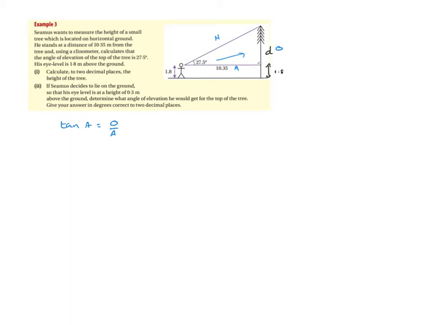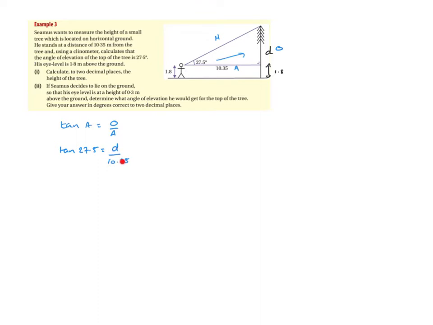Now all we have to do is stick in the values. So tan of 27.5 is equal to the opposite, which is D, over the adjacent, which is 10.35. Some of you like to get your calculator out and work this out now, and you'll get a decimal. It's going to be a pain if I have to start rearranging this formula. So what I suggest is you don't put that in your calculator until you have the variable, which in this case is D, on its own.